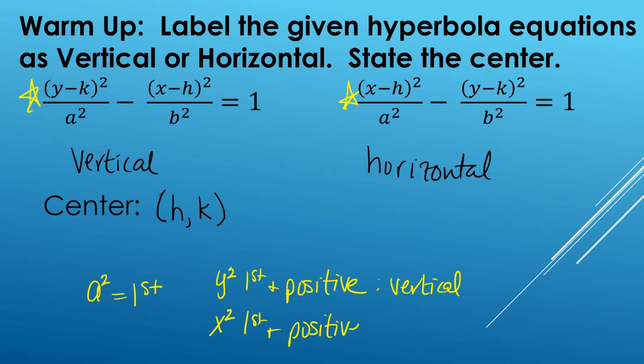And the reason I'm saying first and positive is because in our equations for hyperbolas, we do have subtraction of the two terms. So that's why I'm saying look for the positive, either x squared or y squared. Put that first in the equation, and then that tells you the direction that your graph will go.